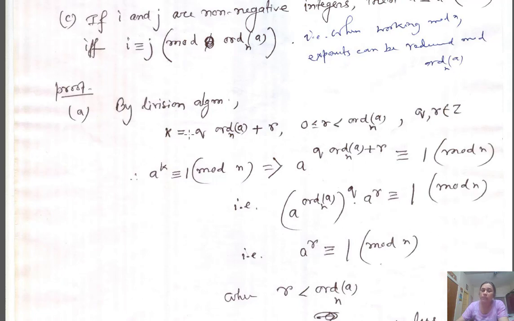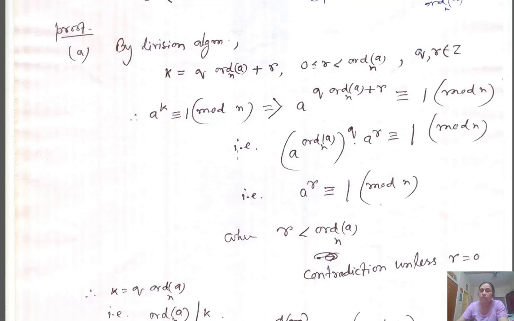So k must be q times the order of A modulo n. There will be no remainder when you divide k by the order of A modulo n. Otherwise I will get a contradiction to the definition of the order. Order is the least positive integer for which A to the power this order is 1. But here we are getting an integer R which is less than the order and for which this relation holds. This is a contradiction unless R is 0. So the order is a divisor of k in case we have this congruence.